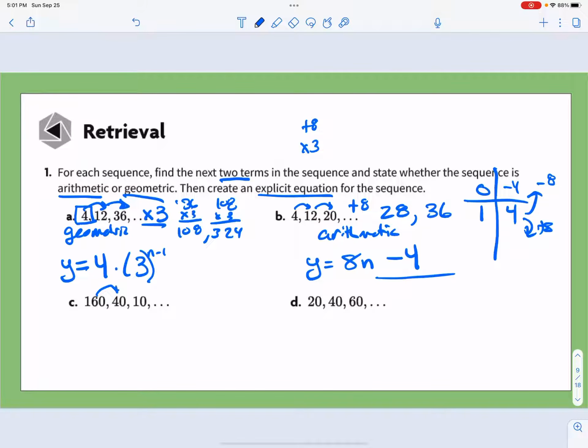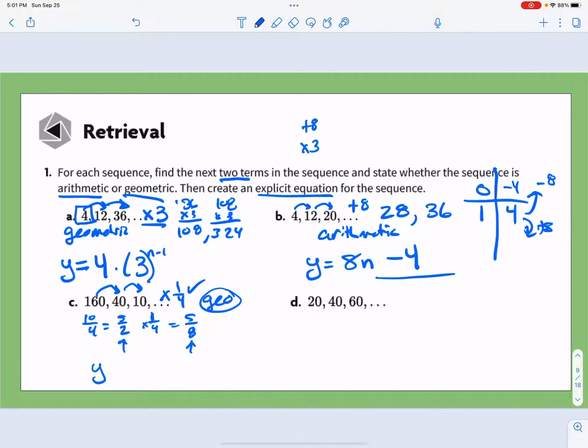Okay. So 160 to 40, we could say it's subtracting 120, but that's not what's happening there. 40 to 10 looks like multiplying by a fourth. So if we take 10 over 4 for the next one, that becomes 5 over 2. That's our first value. We multiply that by a fourth, then we end up with 5 over 8 as our second value. So those are our two values. We can tell that it's geometric because we're multiplying by a fourth.